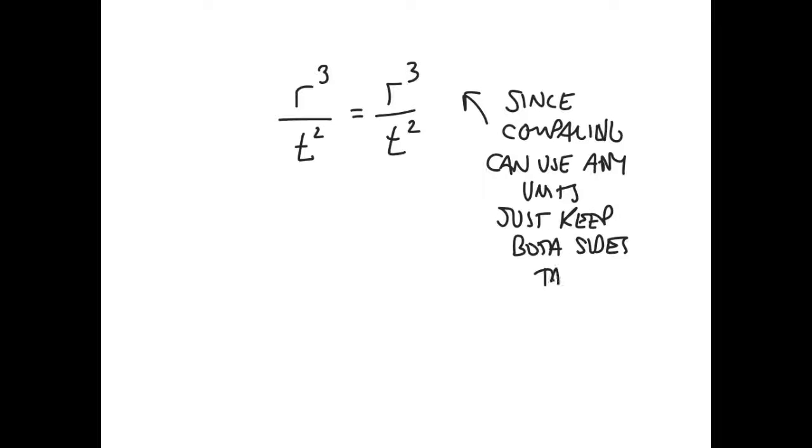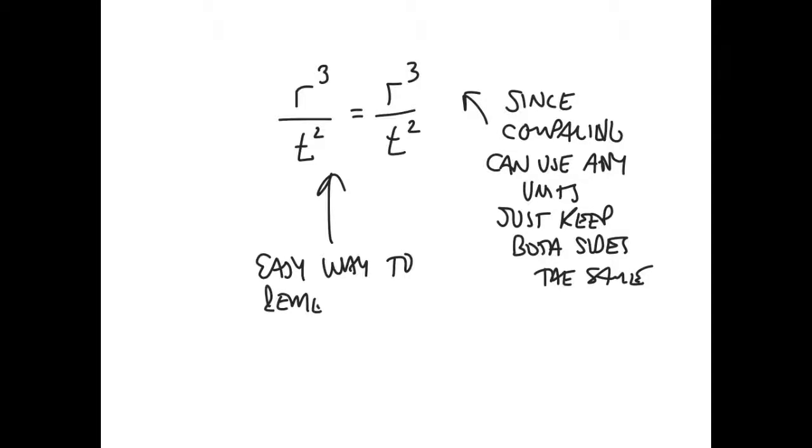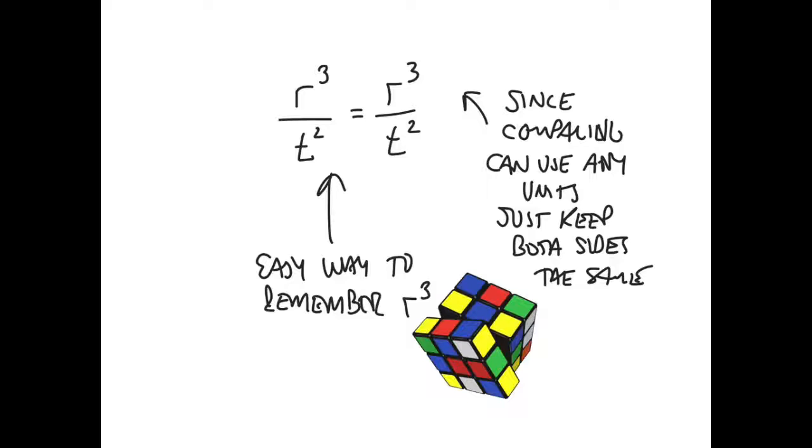You could use kilometers or hours. You could even use billions of meters as your unit. So just make sure you keep the same thing on both sides. So the easy way to remember if it's r cubed or t squared, I always think of the Rubik's Cube. So r is the one that's cubed, and then t is squared.